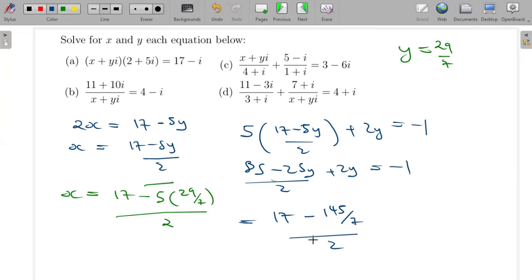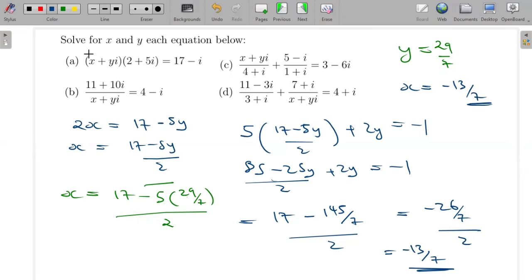So I can say 17 minus that there, I'm going to get negative 26 over 7, then divided by 2. So I'll say that divided by 2, and this just simplifies to negative 13 over 7. So is my x value just negative 13 over 7. Okay, so this is what I get.